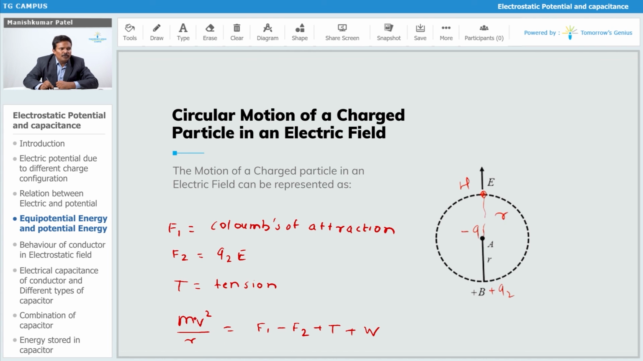So this is how we can write this condition so that it will perform the necessary circular motion. That is the motion of a charged particle in an electric field, where we have considered the various forces acting on that charged particle.